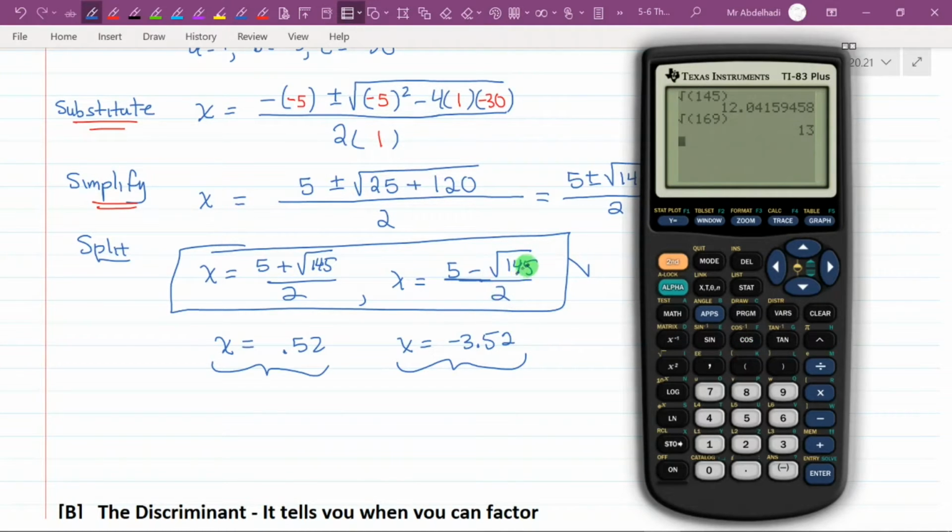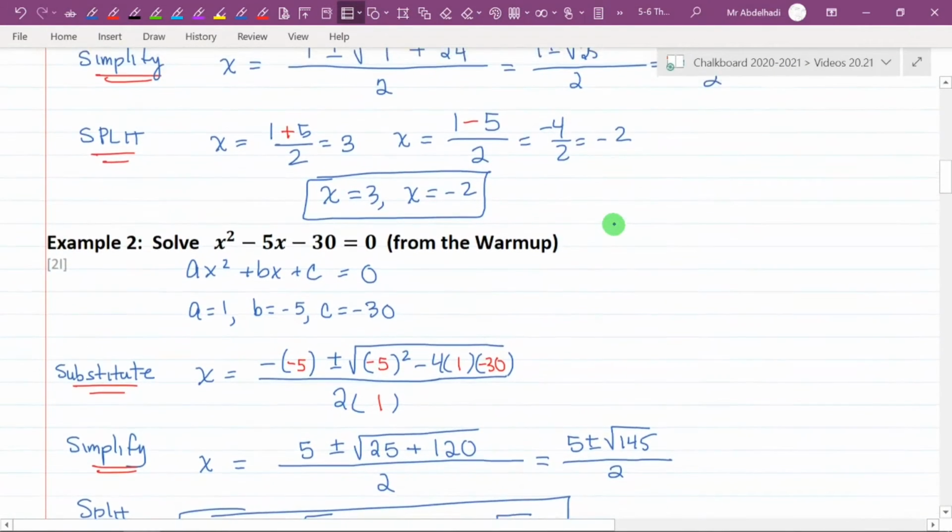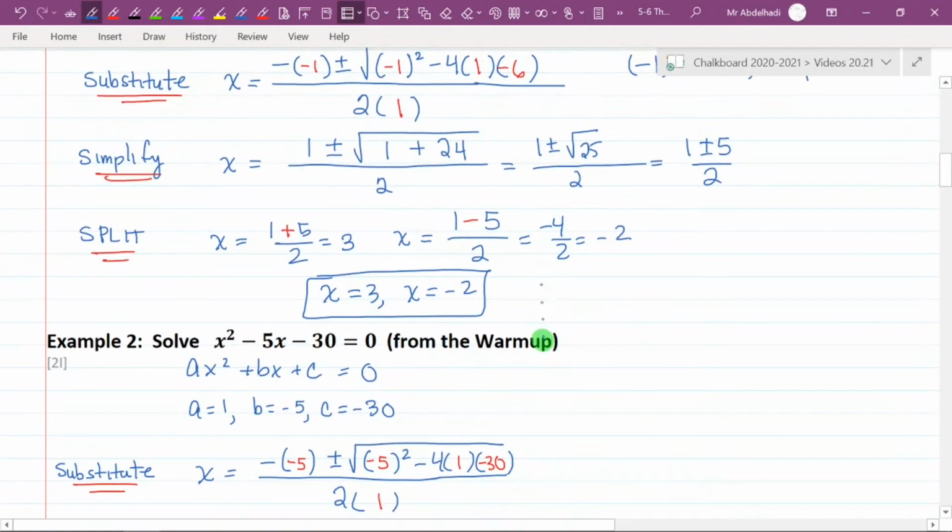So if you're not sure, just take the square root with the calculator. If it's a whole number, then use it. If it's not, don't use it, okay? If it's a whole number, you'll have an answer that's rational, meaning it won't be a square root. It'll be like this problem up here.